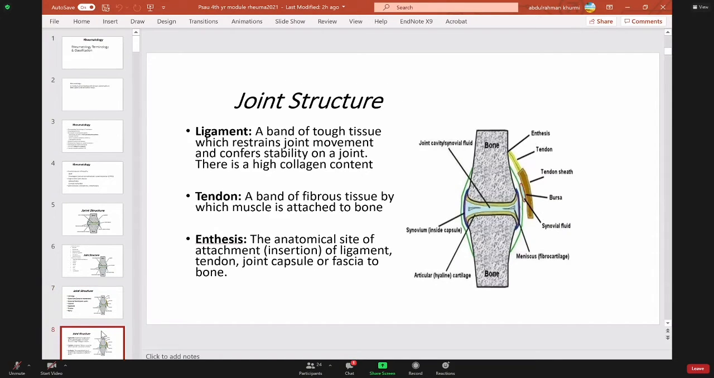And the ligament is the band of tough tissue which restrains the joint movement. And tendon is a band of fibrous tissue by which muscle is attached to the bone. So we have the ligament here that stabilizes the joint, and we have the tendon, as you can see here. This is the muscle, the tendon sheath, and underneath there is a bursa. The enthesis is the anatomical site where there is attachment between the ligament and the joint capsule and the bone.